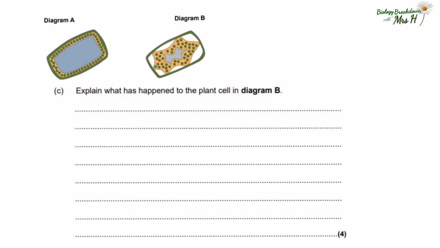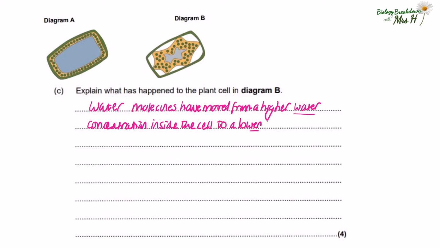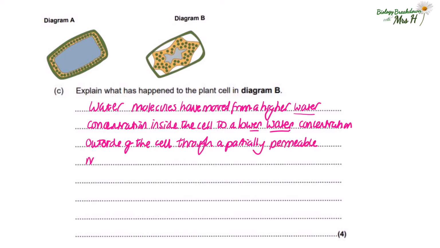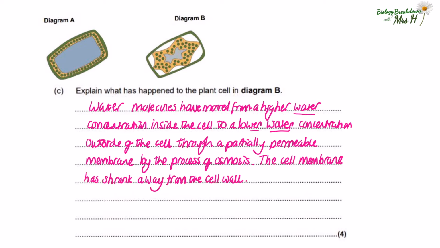Explain what has happened to the plant cell in diagram B. Water molecules have moved from a higher water concentration inside the cell to a lower water concentration outside of the cell through a partially permeable membrane by the process of osmosis. The cell membrane has shrunk away from the cell wall. There are 4 marks going, so we have said higher water concentration to lower. We've given the direction out of the cell, we've mentioned the partially permeable membrane, and we've named the process, which is osmosis.